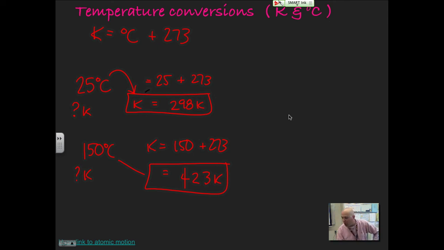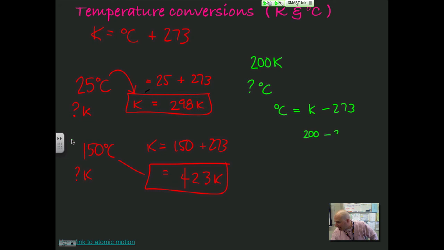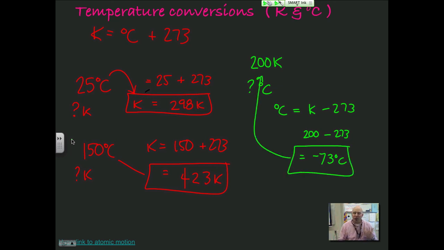All right, so there's your conversions. Obviously, I don't want to spend too much time on this, but if I had Kelvin, let's say a Kelvin temperature was 200 K, what is that in degrees Celsius? It would be a little bit different. It would be K minus the 273. So we'd go 200 minus 273, or we'd get negative 73 degrees Celsius is equal to 200 K. Those are your conversions, pretty straightforward.